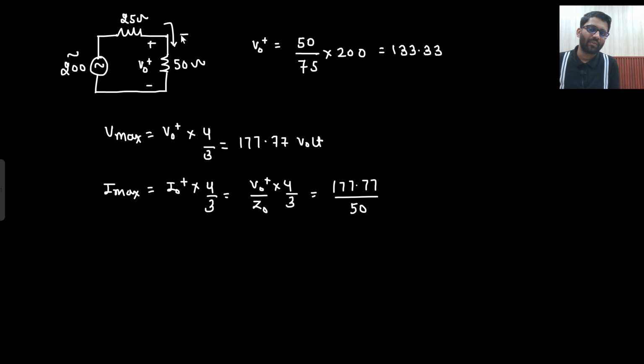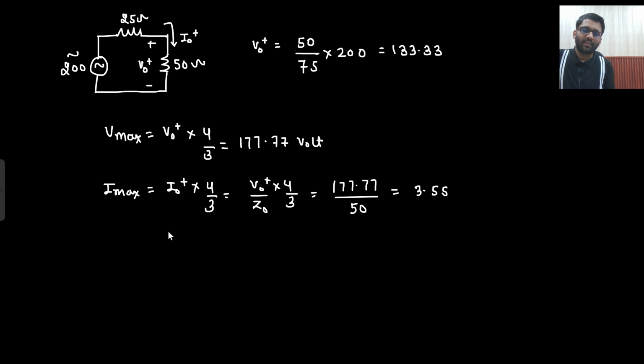Like this will be your I naught plus, no? So I naught plus will be simply 200 divided by 75. If you do 200 divided by 75, you will get some answer, that is 2.66. And if you do this calculation, then also you will get the same answer. 177.77 divided by 50, here we are getting 3.55.